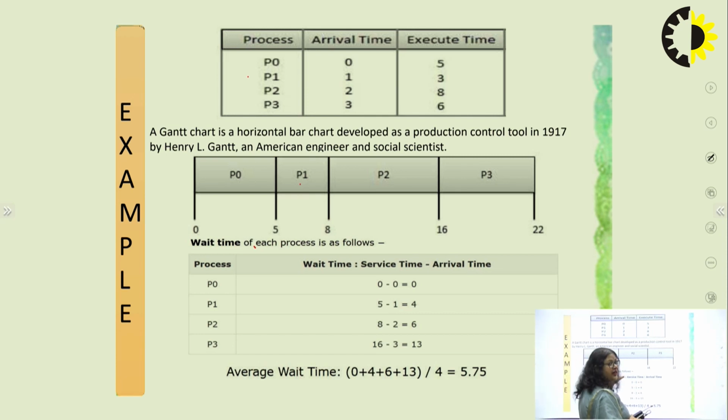P2 is assigned the processor at time 8, and here we have to execute P2. The execution time for P2 is 8, so just add 8 with 8, and it is 16 for the execution of P2.